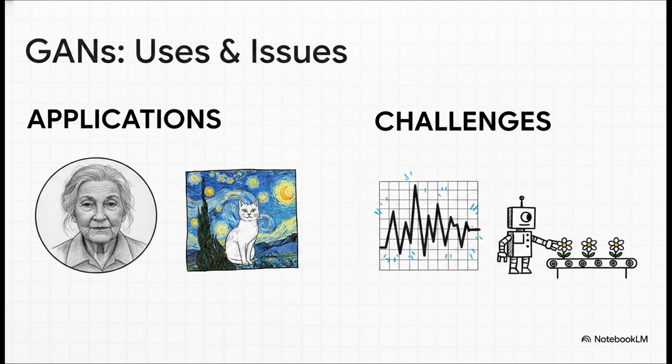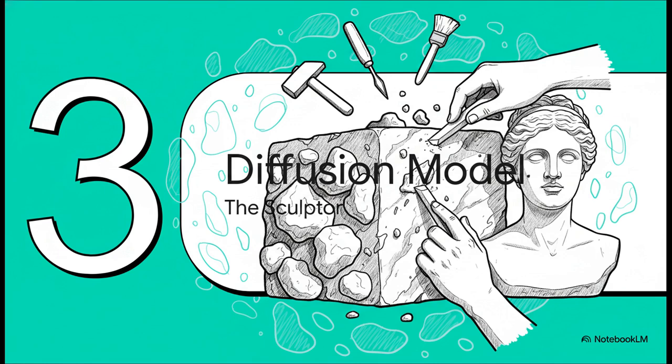This is something called mode collapse, and it basically leads to a total lack of variety in what it creates. So to get past that instability problem with GANs, our next model takes a completely different, much more methodical approach. Let's talk about diffusion models, which are pretty much the current state of the art.